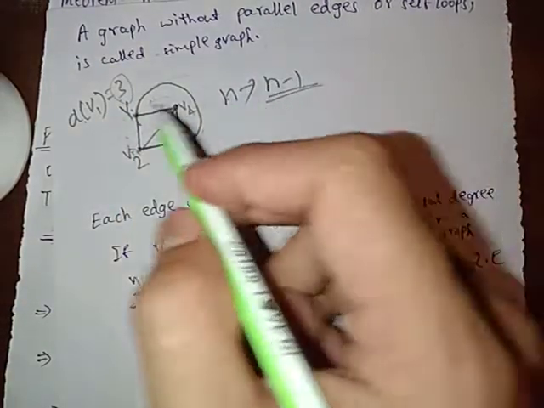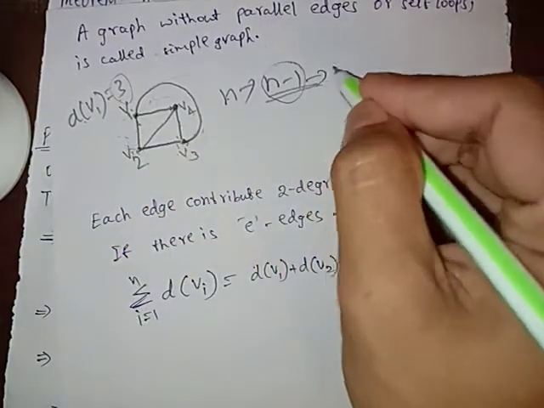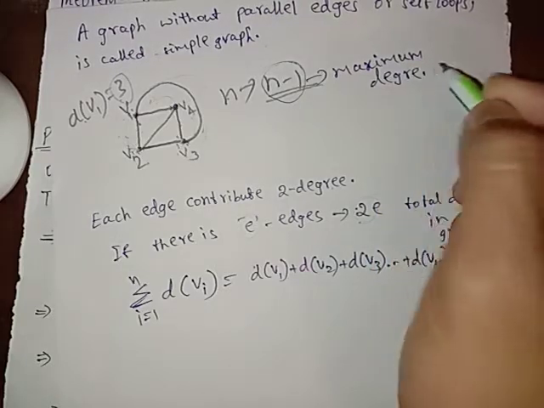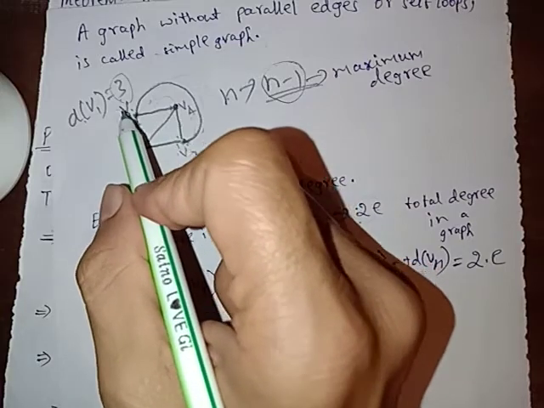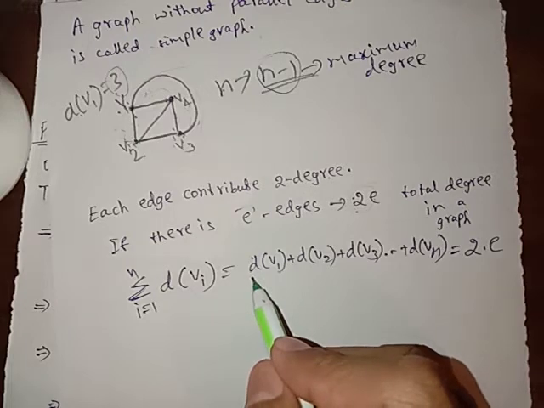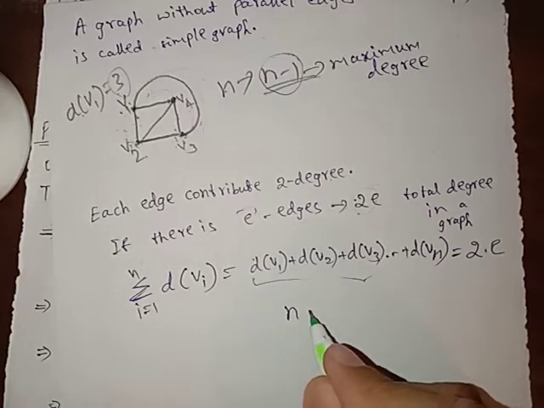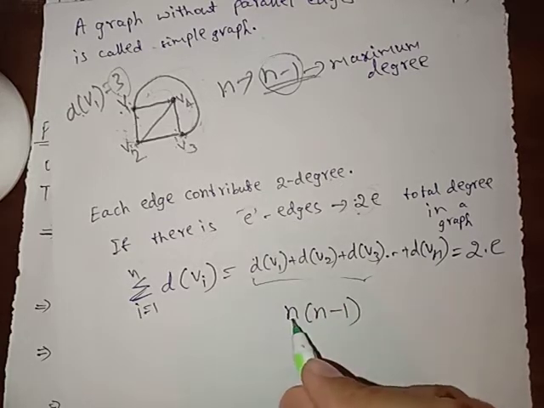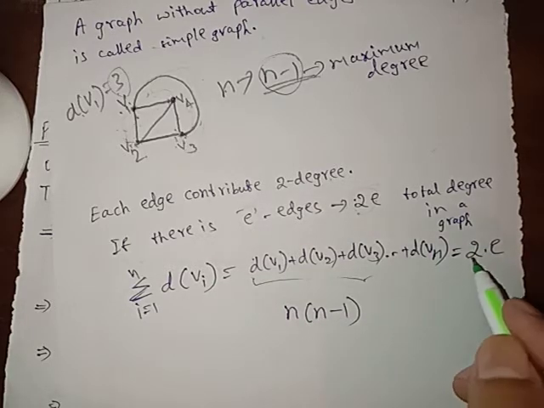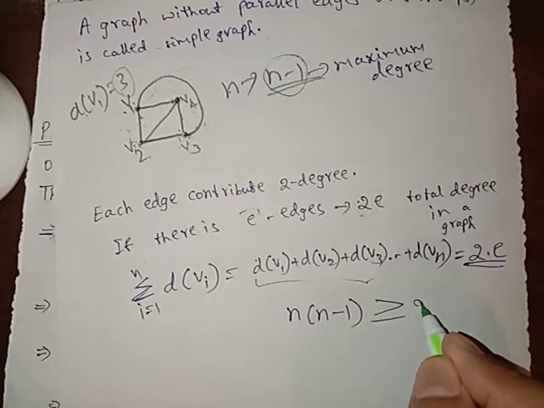Now here each vertex can have a maximum degree of n minus 1. Here n number of vertices are there, so the maximum total degree is n into n minus 1. So 2 into e is less than or equal to this.